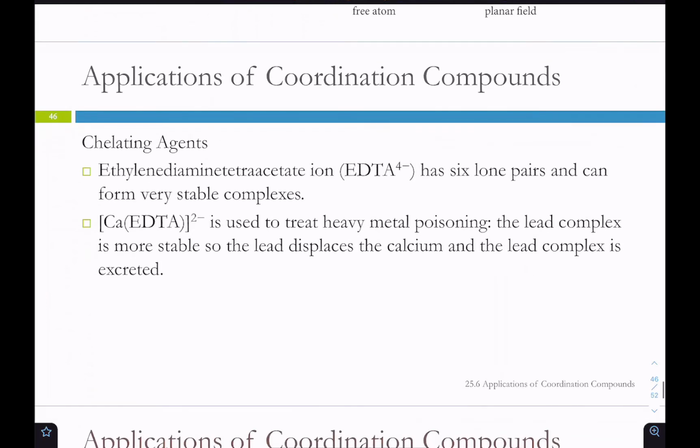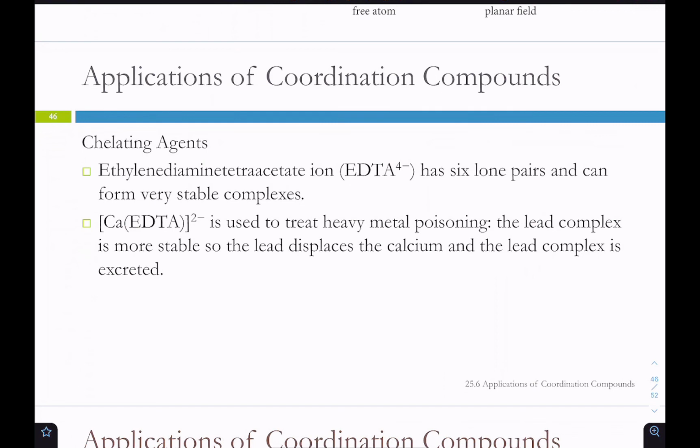All right, I know it's 622. These are just some applications of coordination compounds, so we're going to rock through them pretty quick. I think the applications are always the most interesting to me, because, well, what can you do with this stuff? I mentioned this one before.